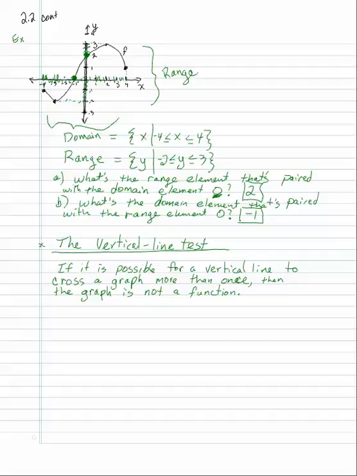So the vertical line test is a way that we can look at a graph and quickly decide if it's a function or not a function. The vertical line test says if it's possible for a vertical line to cross a graph more than once, then the graph is not a function. So let's take a look at a few examples.